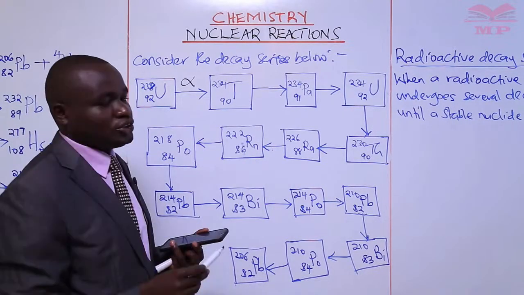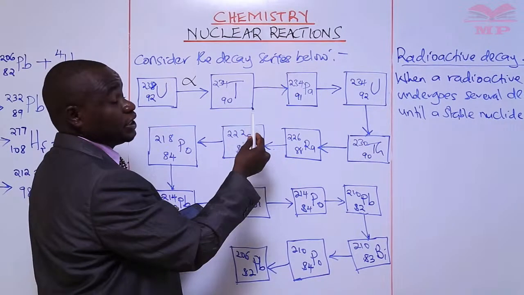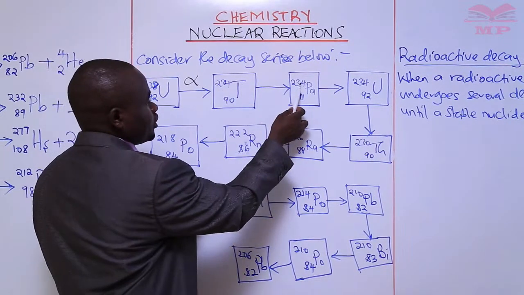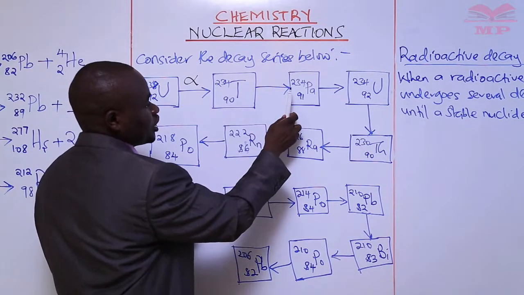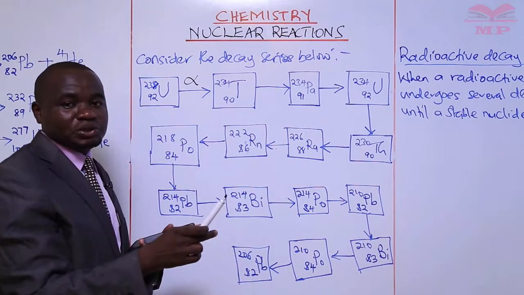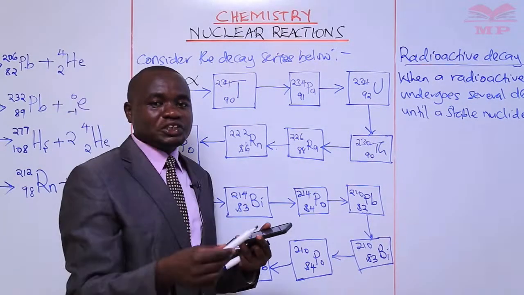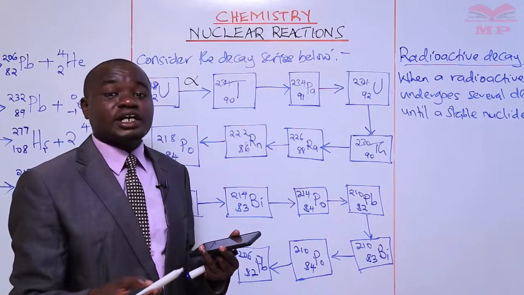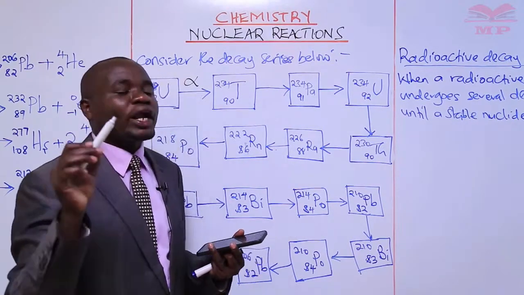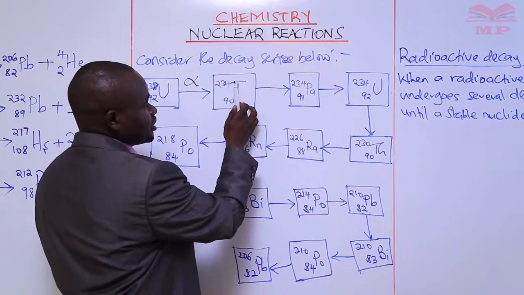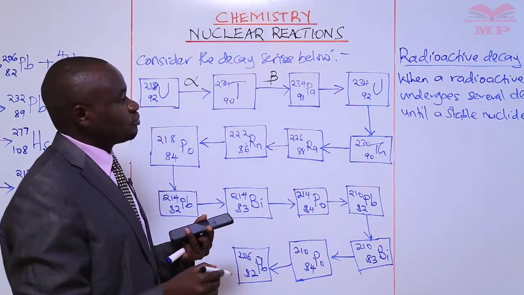Second case, check. Mass number has remained the same, 234, 234. Atomic number has increased from 90 to 91. So what does it mean? It means there is emission. Remember we said a beta particle, when it is emitted, the mass number does not change. What changes is the atomic number, and it increases by 1. So that means during this decay, there is emission of a beta particle.